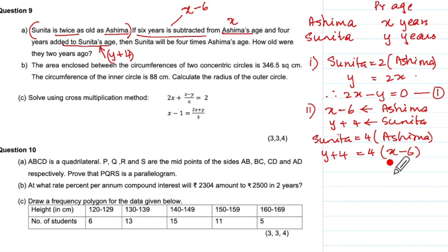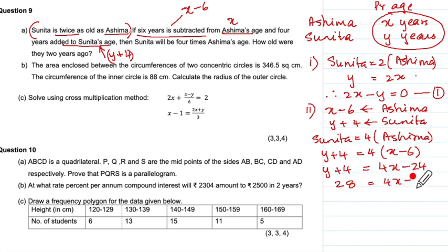Did we understand this part? How old were they 2 years ago? So first we'll find the present age, and 2 years ago they are going to be lesser than that, correct? So we will open the bracket, we'll have y plus 4 equal to 4x minus 24. Take y that side and take 24 this side. So it will be 28 equal to 4x minus y, correct? So this is going to be your equation 2.